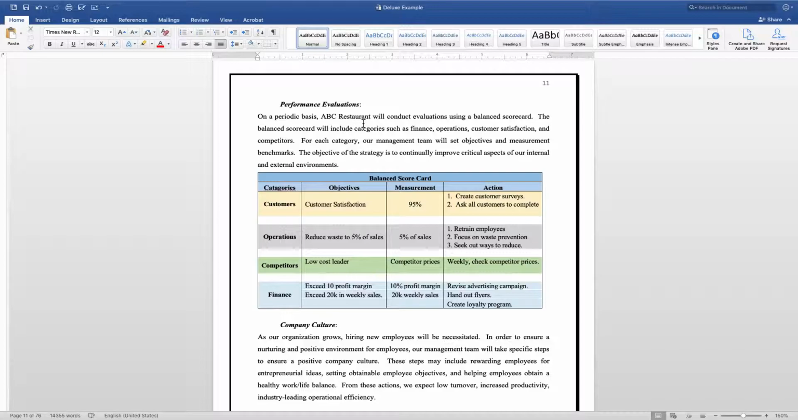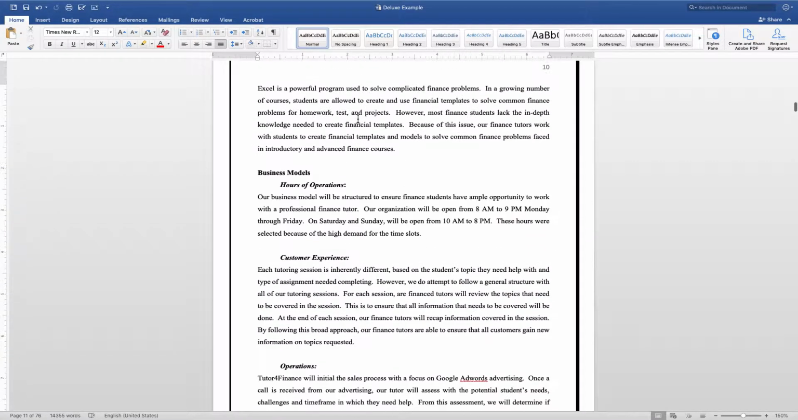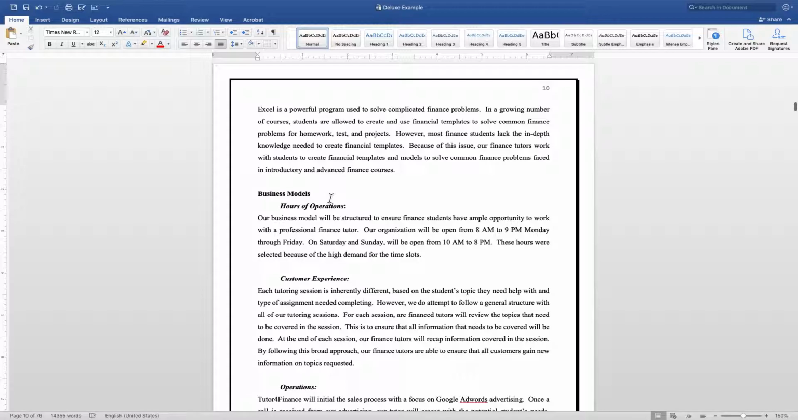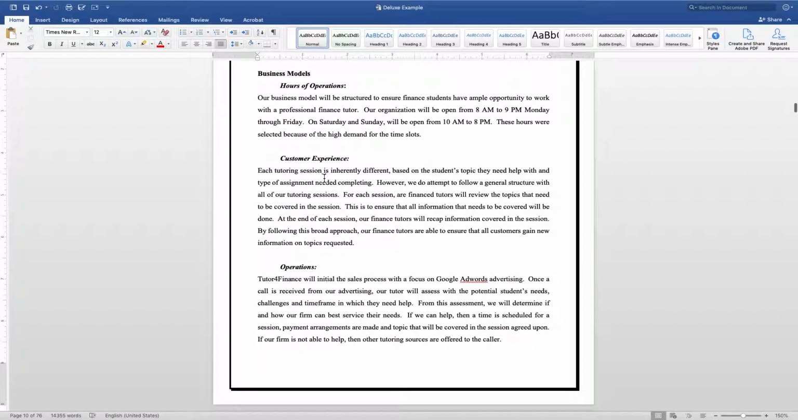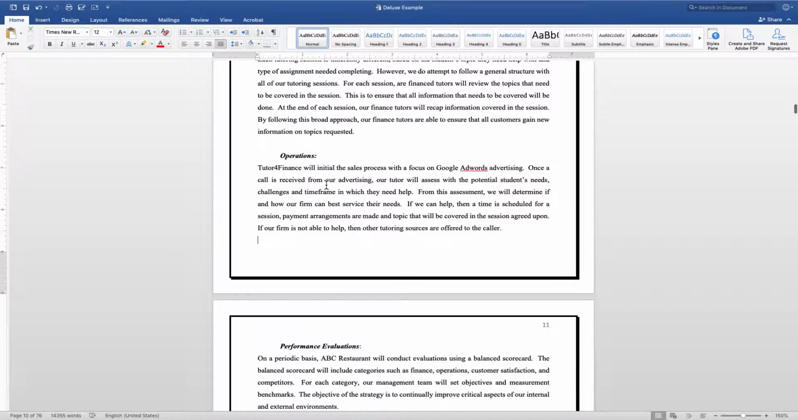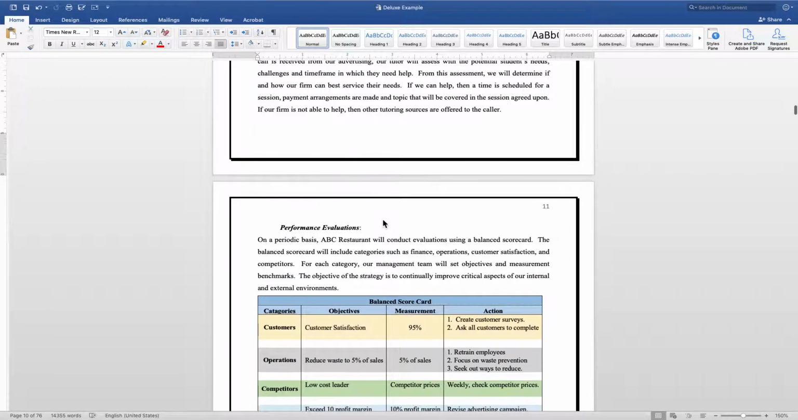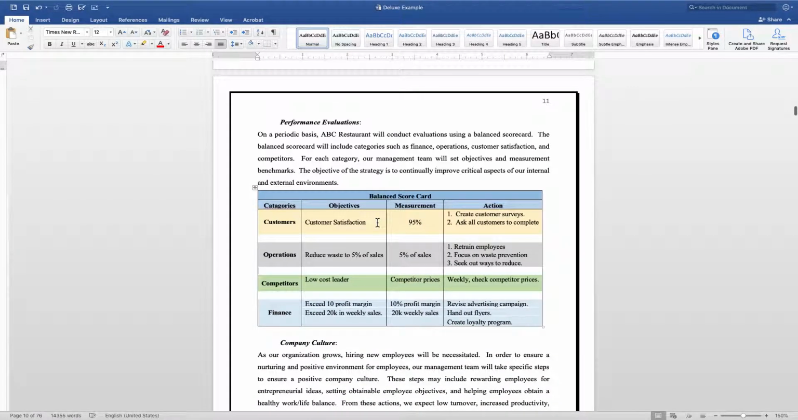And so the way that I like to structure my plan is the first thing I'm going to do is identify a business model subcategory. Then I'm going to talk a little bit about my hours of operation business models, customer experience business models, and then operations business models. Once I get that foundation set, then I can go into pretty much whatever direction that I want.